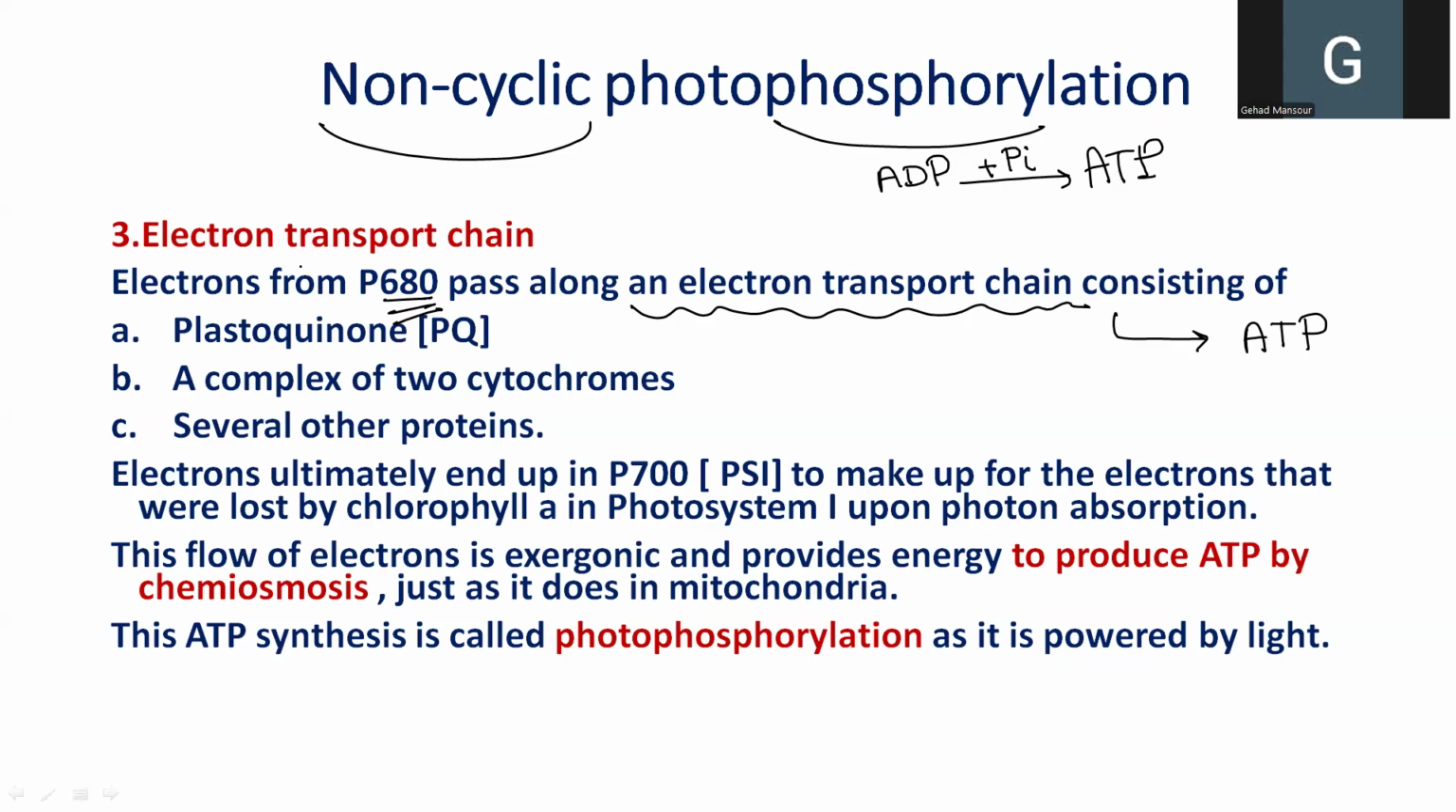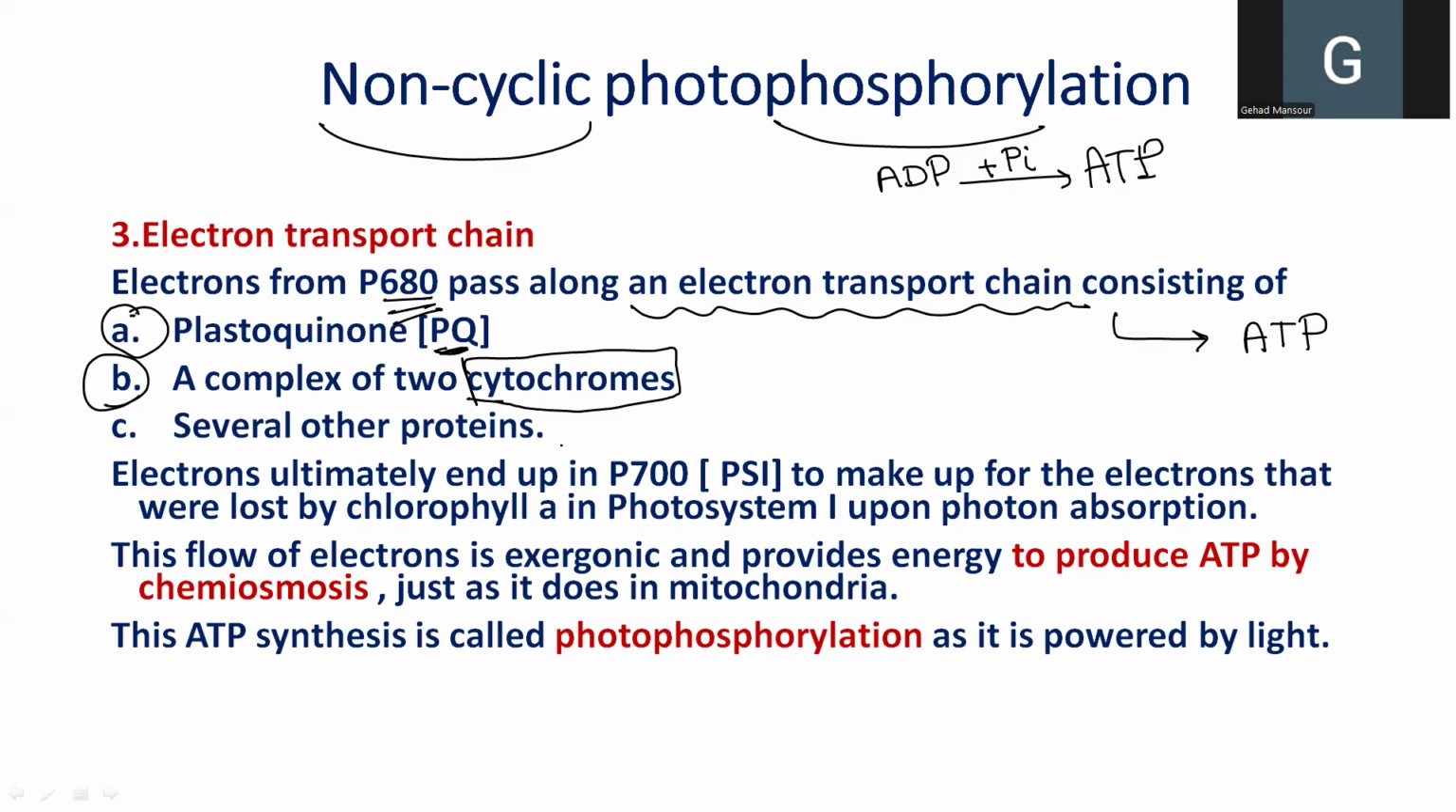And this electron transport chain consists of several famous molecules. So we have a plastoquinone molecule. We have a complex of two enzymes called cytochromes, and we have several other proteins. So we're not going to ask you about the details of those proteins.